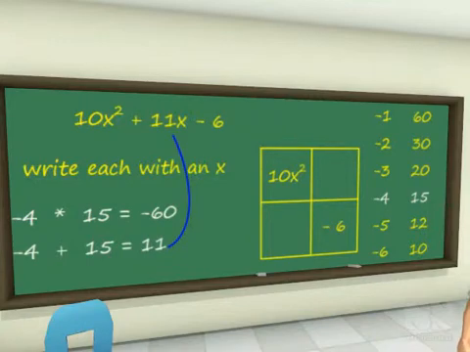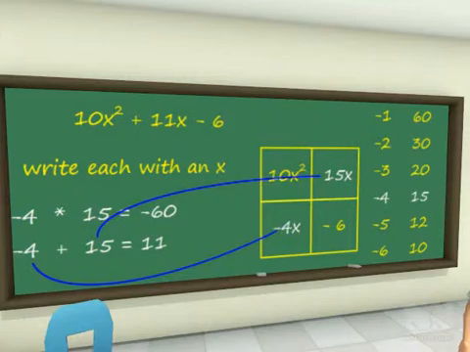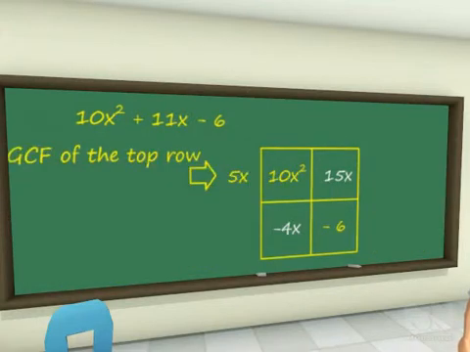Now we pick a pair that adds to positive 11. Negative 4 plus 15 adds to 11, so we choose that pair. Now we put those two factors in the other two squares. Remember to include an x with each factor and that it does not matter how you choose to put them. Either way works. Now we find the greatest common factor, the GCF, of the top row. In this case it is 5x.